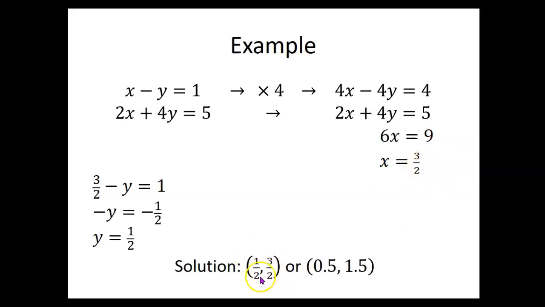X is, oops, that's backwards. Let me fix that. That's better. When we write our solutions as ordered pairs, we always want to put x first. So x is 3/2 and y is 1/2. 3/2 minus 1/2 does equal 2/2 or 1. And 2 times 3 over 2 would be 3. 4 times 1 over 2 would be 2, and the 3 plus the 2 do add up to 5.